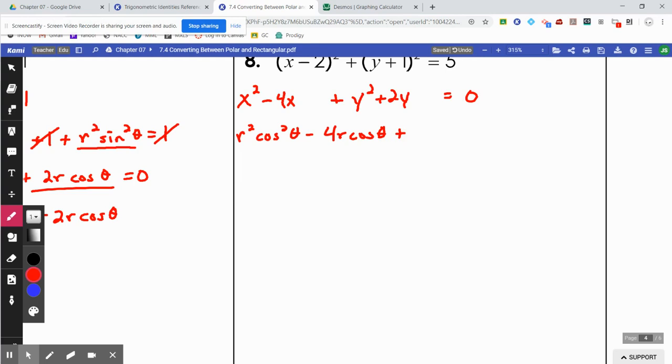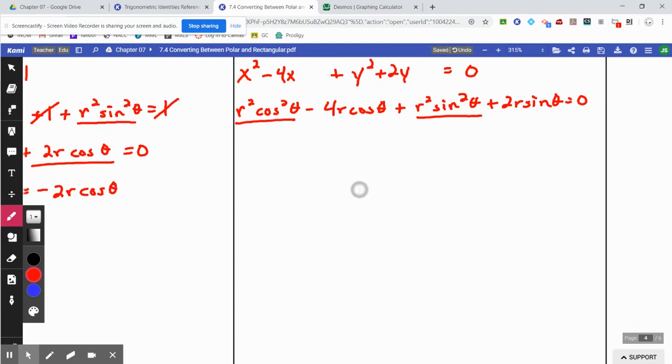Plus, replace all the y's with r sine theta. So you have r squared sine squared theta, and plus 2r sine theta, that's equal to 0. Same thing we did on the last one. The r squared stuff, when you move it over, and you know this is going to be a circle, and this is going to happen.